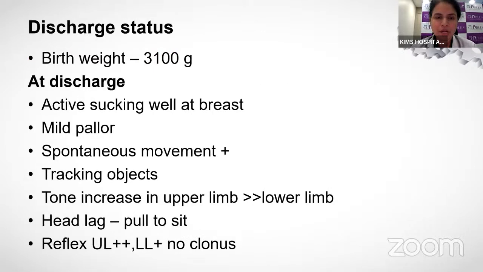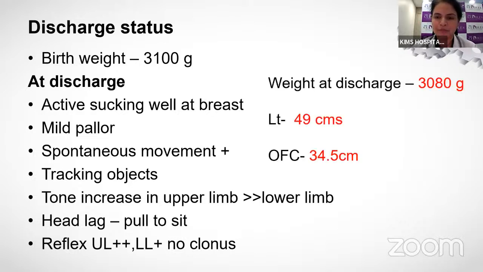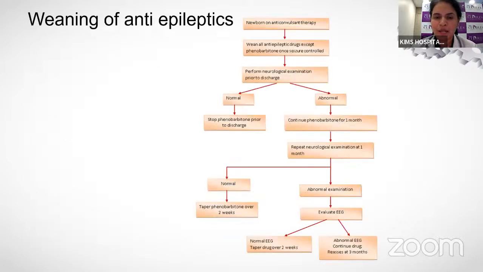So this was the discharge status of the index case that we started our discussion with. The term baby with birth weight of 3,100 grams. The baby was managed with 2 anti-epileptic drugs, of which one drug was abruptly discontinued after attaining a 72-hour seizure-free window. At discharge, this baby was actively sucking from the breast with mild pallor. Spontaneous, regular neonatal movements were present. The baby had eye movement and was tracking objects. The tone in the upper limb was slightly increased when compared to the lower limb, and there was mild head lag on pull to sit maneuver. The discharge weight was 3,800 grams.